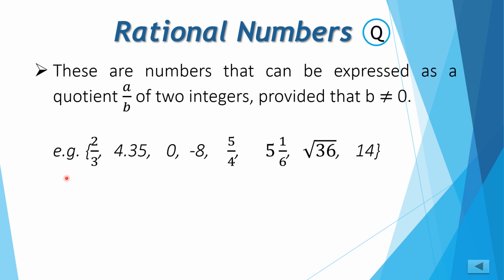So here are the examples of rational numbers: 2/3 or 2 over 3, 4.35, 0, -8, 5 over 4, 5 and 1/6, square root of 36, and positive 14. So lahat po ito ay examples o tinatawag na rational numbers.